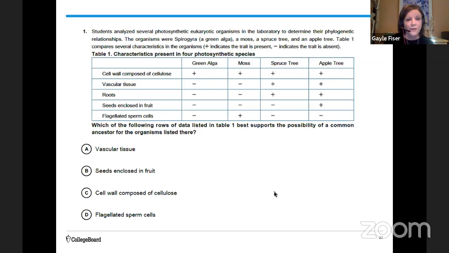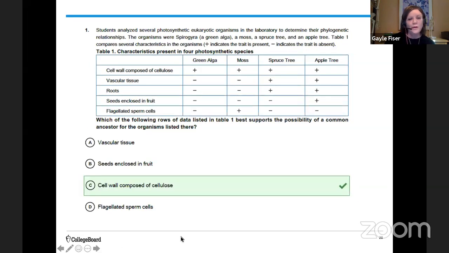So which of the following rows of data listed in Table 1 best supports the possibility of a common ancestor for the organisms listed there? So which row? And these are rows, going across. I'll give you just a minute to think about it. Okay, and I hope you chose C, cell wall composed of cellulose.